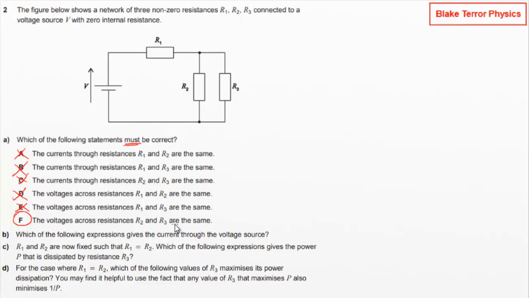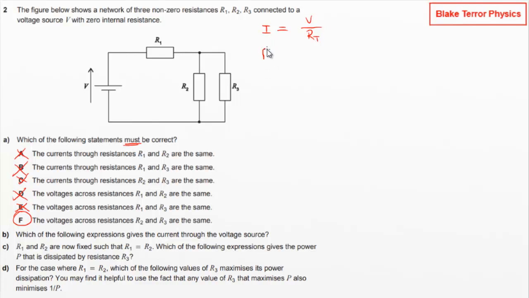Now, I've cut out the options on these, so they're all saying here which of the following expressions gives the current through the voltage source. But I've chopped those out just to create some space. So let's just work out what the current is through the voltage source. So that current is going to be equal to V divided by the total resistance of the circuit.